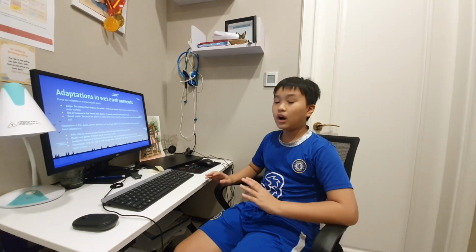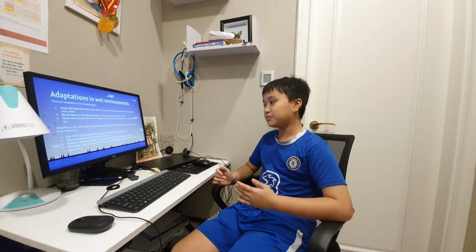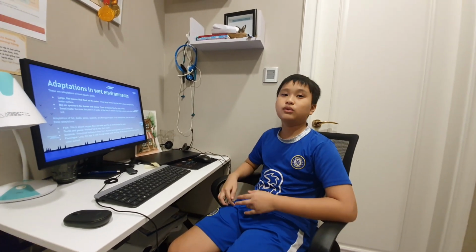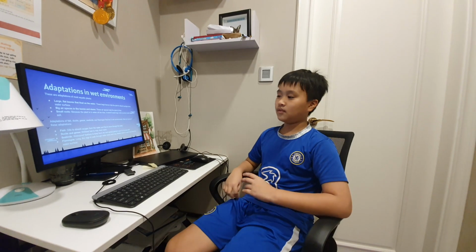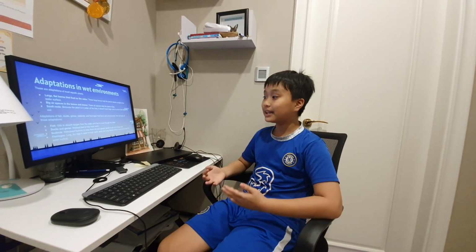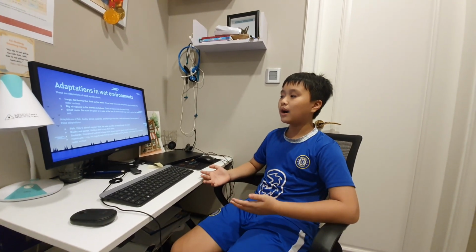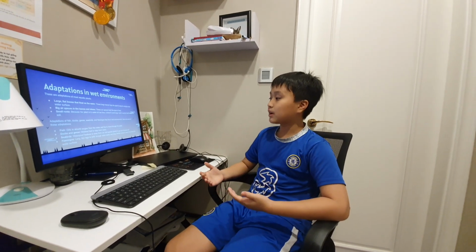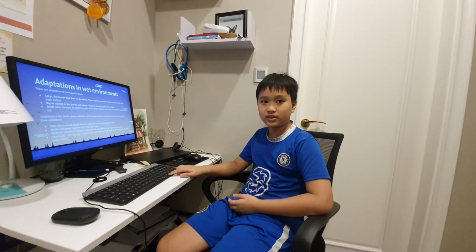Seabirds, they have waterproof feathers to keep them dry and special glands to get rid of excess salt, which harms your body. Flamingos, long, thin legs to walk through water easily and long, flexible necks to reach food below the water surface.